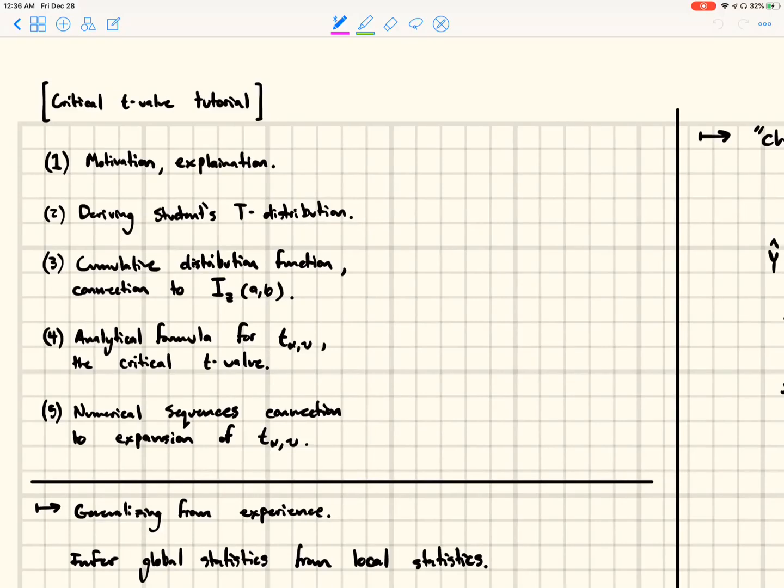Okay, welcome back to the fifth and final part in this five-part series on calculating the critical t-value. In this last section, I just want to explain some connections to various numerical sequences, as well as go over some of the philosophical points that I was hitting on earlier, just to round things off.